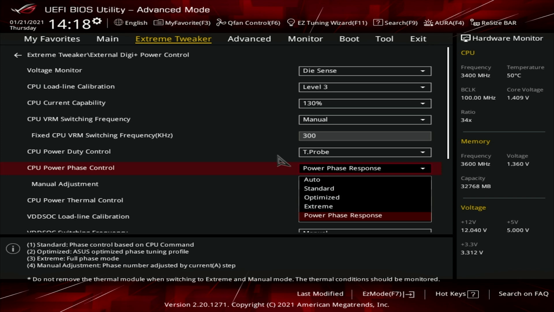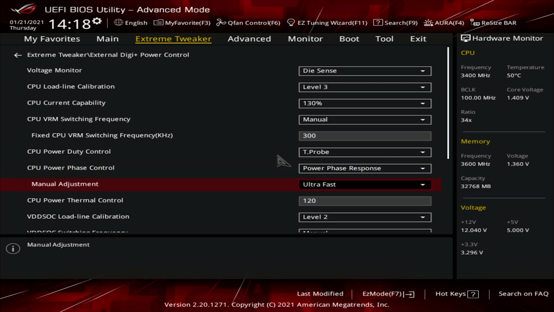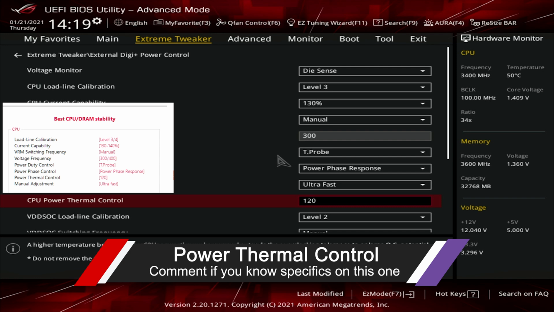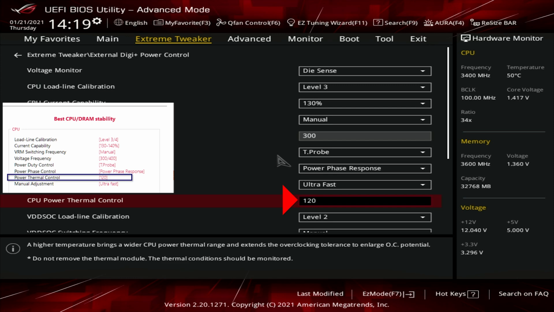Power phase response is kind of your dynamic option. It's going to respond to demand faster than optimized will, but it does allow it to cycle down and go into an idle state if it needs to. I have it set to power phase, but I also have it set to ultra fast, and it's going to respond very quickly to changes in demand. And I think that this gives you the best of both worlds, and those are the two recommendations, power phase or optimized. Power thermal control, I could only find a little bit of information on this outside of what AMD and ASUS mentioned here. I have always seen this value at 120. I recommend simply leaving it here at 120 and just going with it.